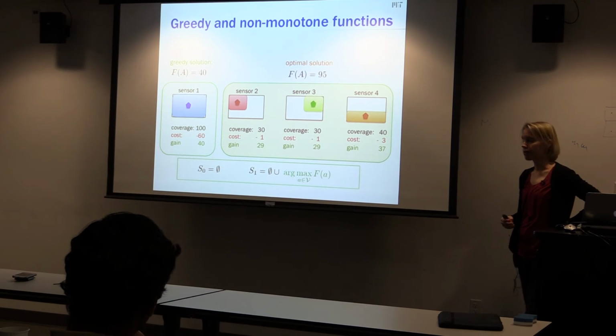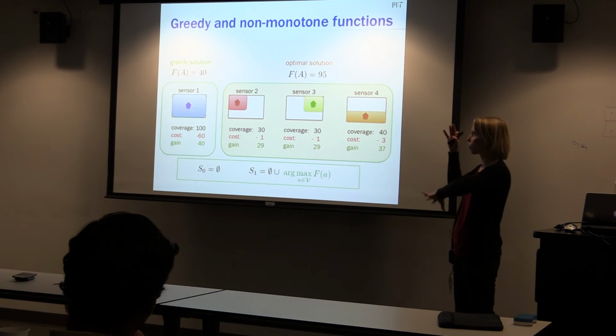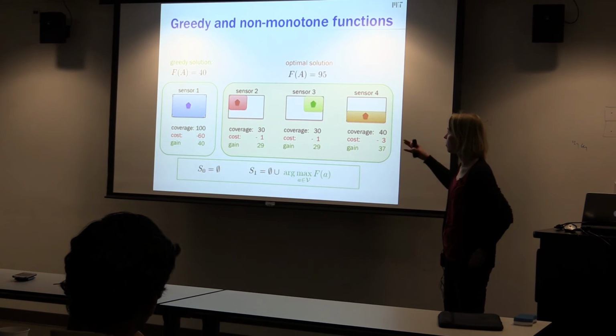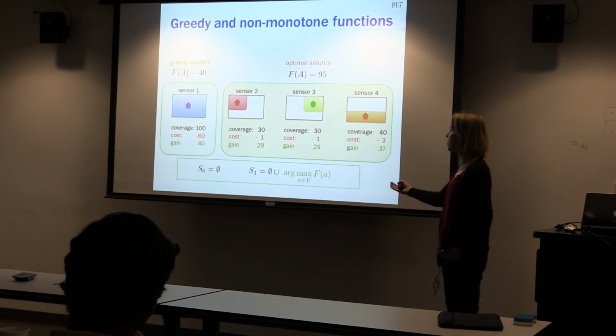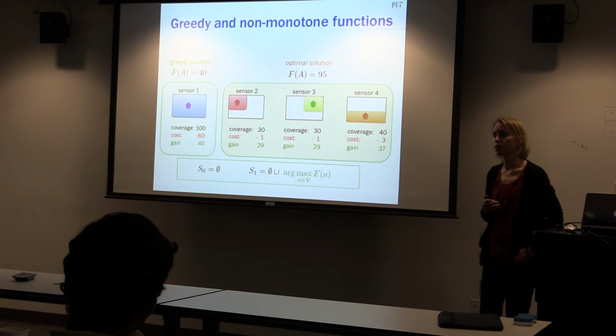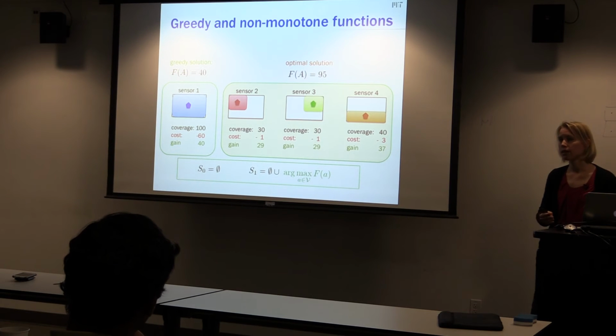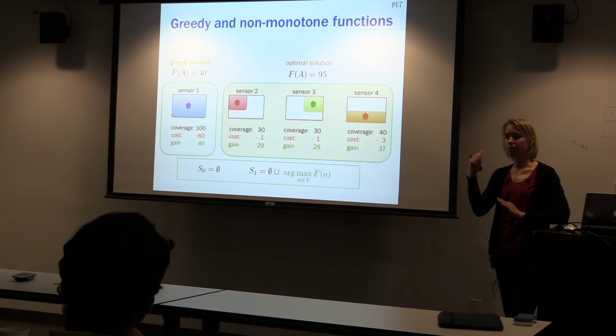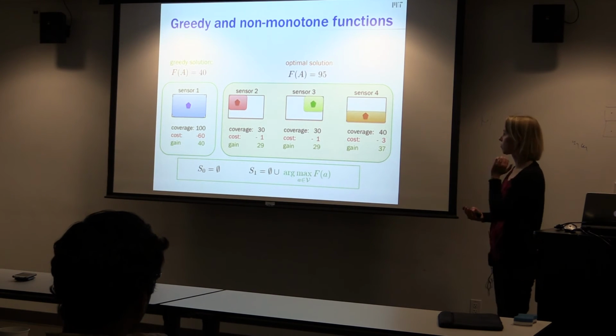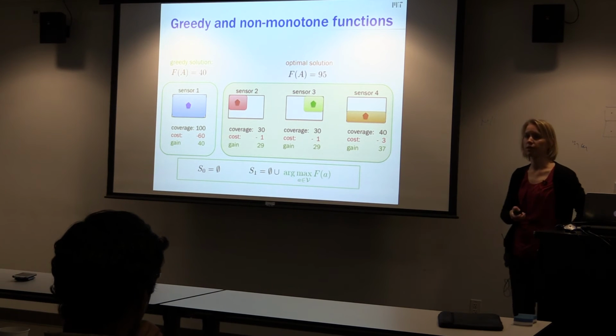And you can tweak this example and make it arbitrarily bad. What this shows you is that in general, the greedy algorithm doesn't always work well for non-monotone functions. There are examples where it actually does, because at the range where you're operating, the function sort of looks like a monotone function, but in general it doesn't.